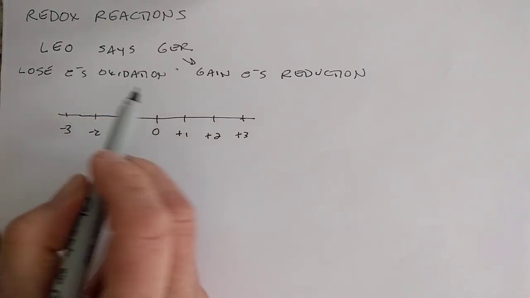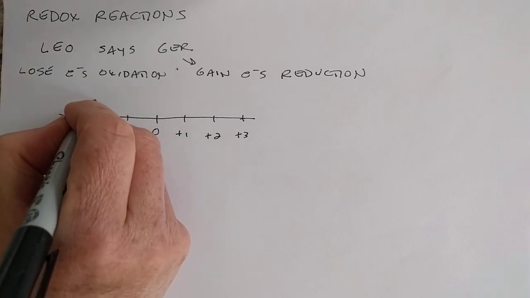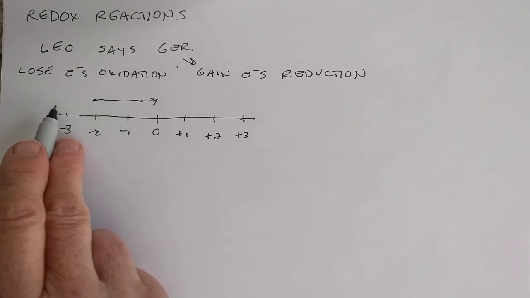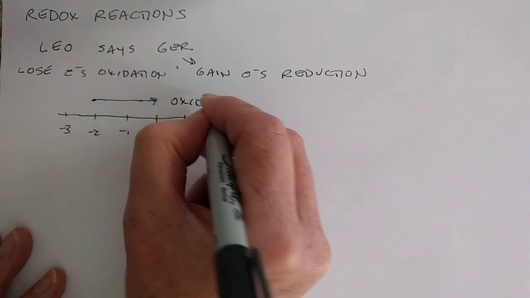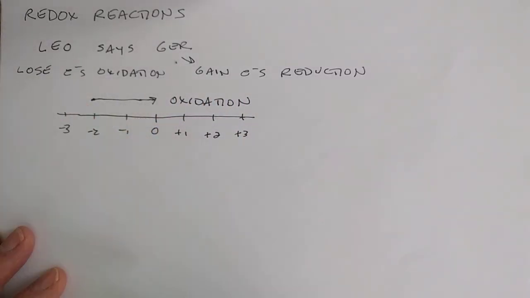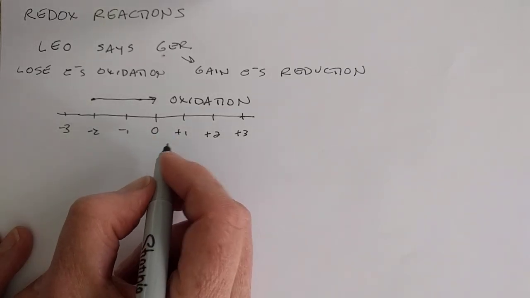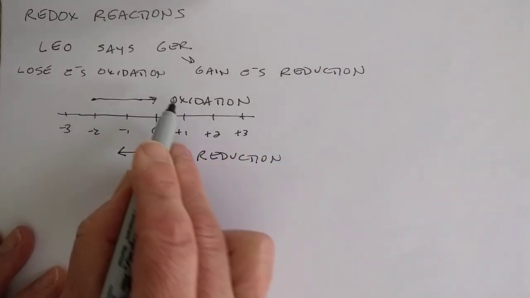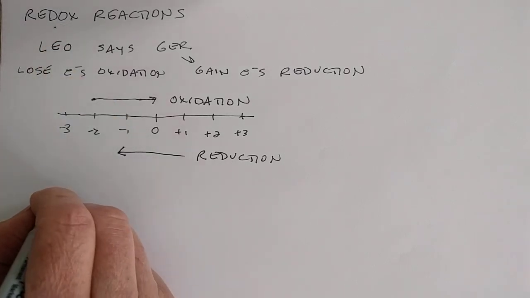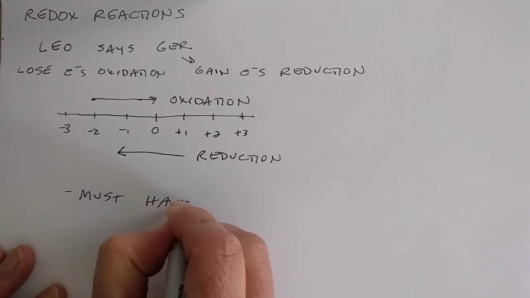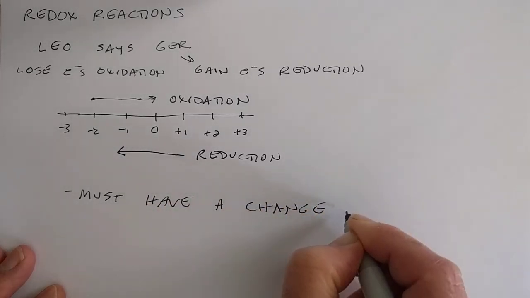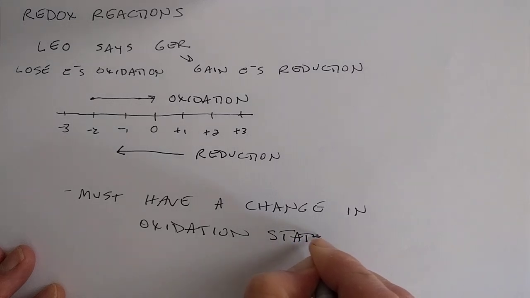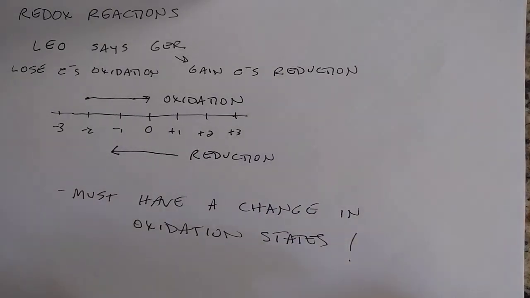So if you have a substance and it can start anywhere, but if it goes up the number line, and it can go from -3 to -2 or -1 to +3, as long as it goes up the number line, then it is oxidation. Because when you get more positive, it's because you've lost negative electrons. And no matter where you start, if you go down, then it is reduction. So we have to go up and down. But to have a redox reaction, you must have a change in oxidation states. Otherwise, you do not have a redox reaction.